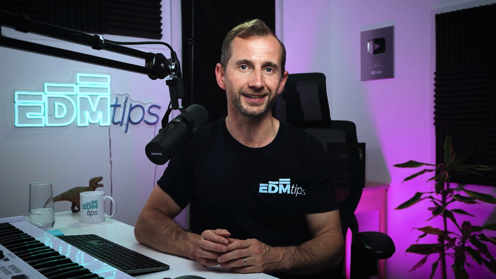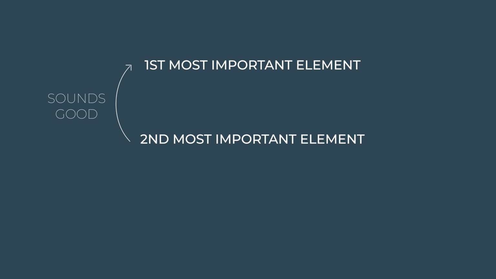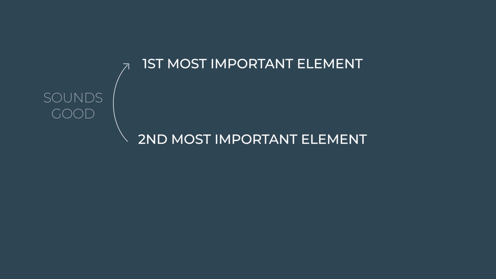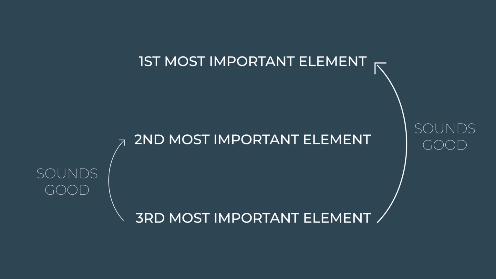And it works in conjunction with everything else we've covered so far today. All it means is starting with the most important element of the track, then mixing the second most important element until it's sounding good with the first, then bring in the third most important element and make sure it's sounding good with the first two, and so on until your track is mixed. Think of it this way.